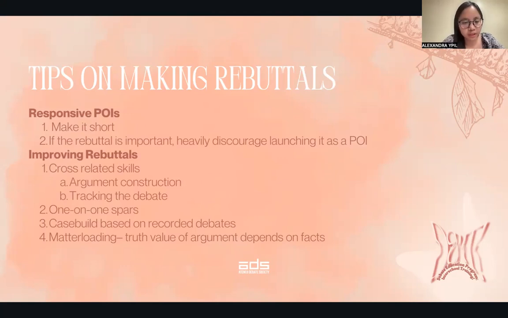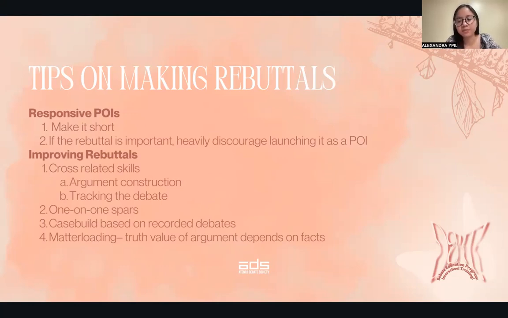How to improve on rebuttals? First, there are a lot of cross-related skills. So argument construction helps you become a better rebuttal speaker. Tracking the debate also matters. If you want to put it in practice, do one-on-one spars, because full rounds consume a lot of time, but they also help you. You also want to do case builds based on recorded debates. So maybe prep a motion that has a recorded debate, listen to the prime minister, and then do the LO speech right after, and then compare your LO speech to the other LO speech and why they ran those rebuttals, which is advice also given to me by older debaters, and I think it was helpful.